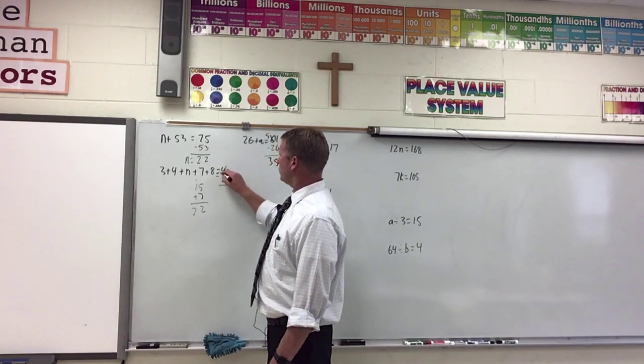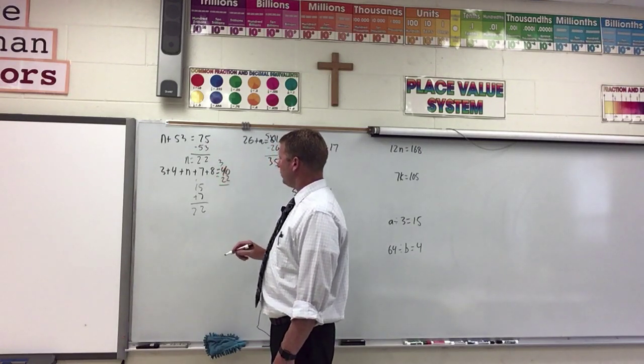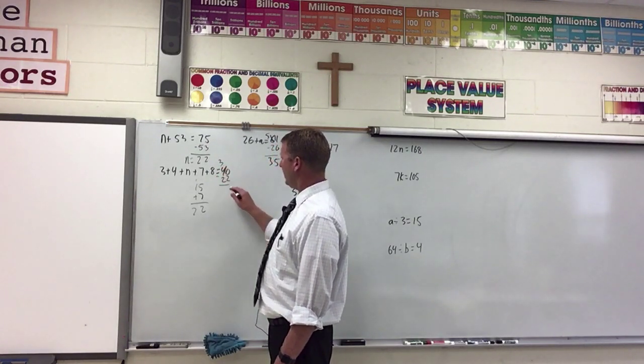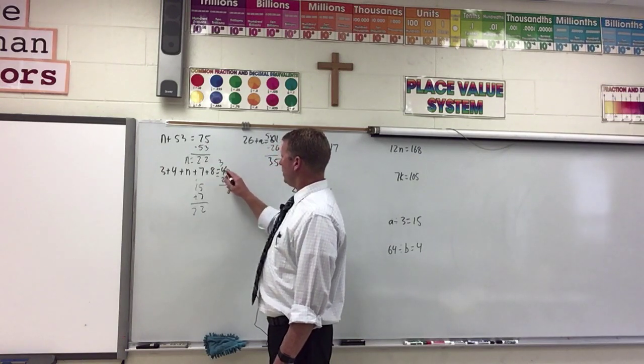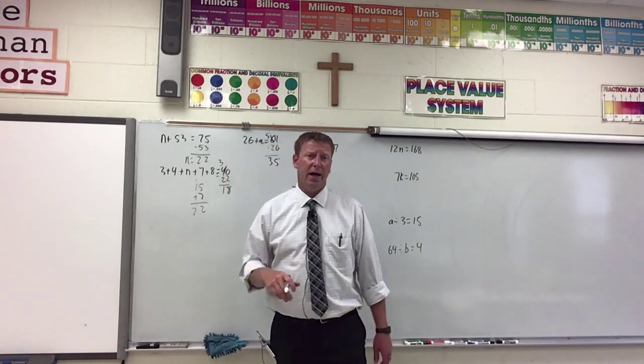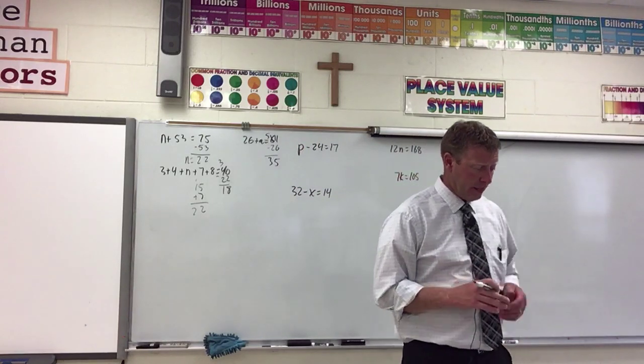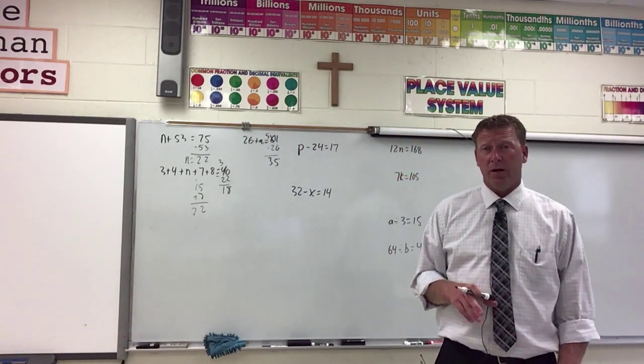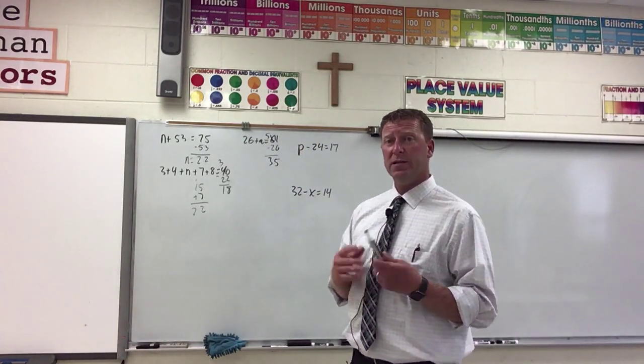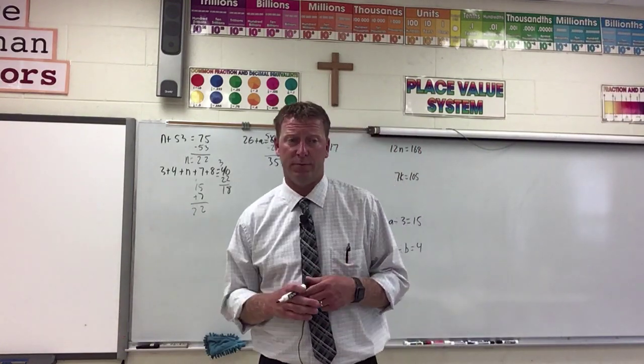40 minus 22, I cross out the 4, make it a 3, make the 0 a 10. 10 minus 2 is 8. 3 minus 2 is 1. And I figured out that the missing add-in is 18. Okay, in addition, it's usually pretty easy. If I'm missing a letter in addition, to solve it, I subtract.